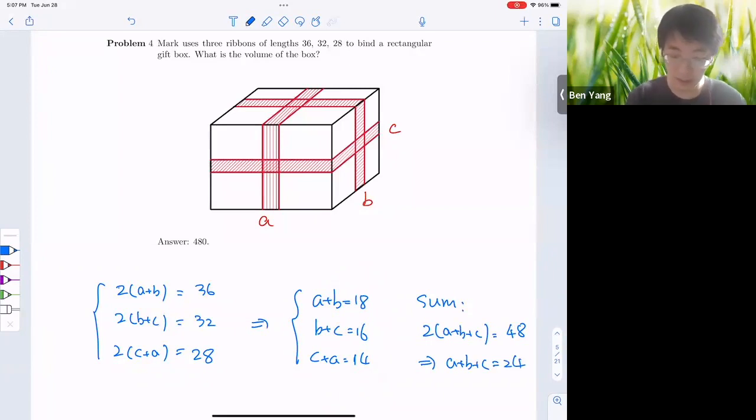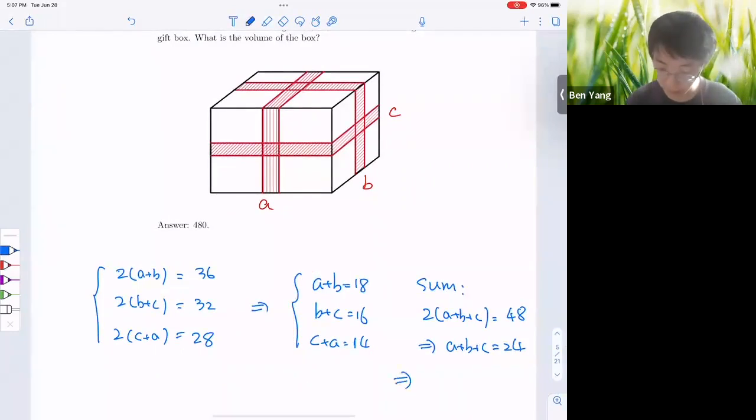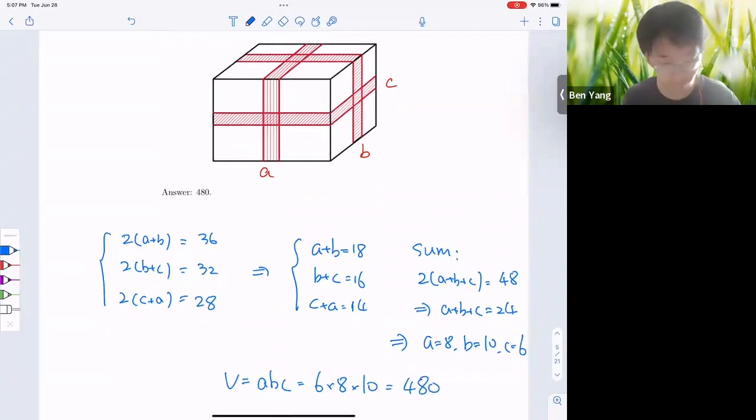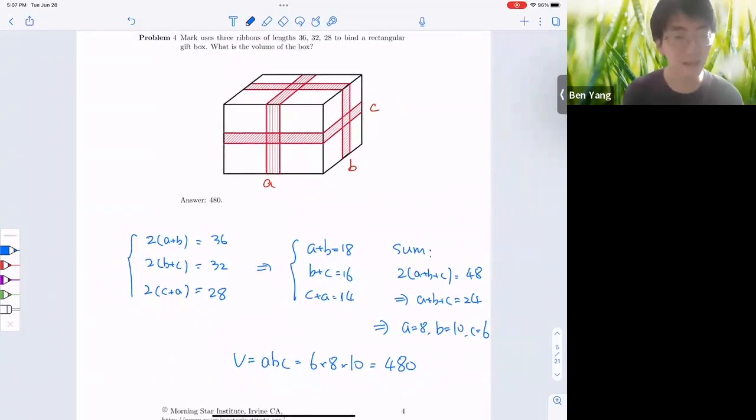And then using the 3 equations here, we can find the values of A, B, and C. So here A is equal to 8, B is equal to 10, and C is equal to 6. Okay, and then we can compute the volume. That's just A times B times C. So 480. All right, yes, we can move on.